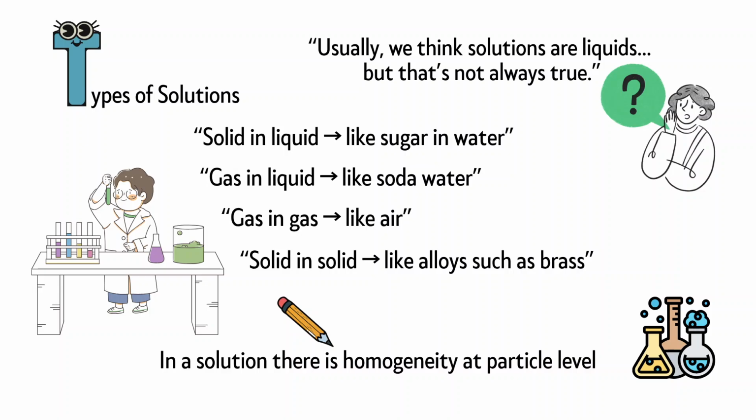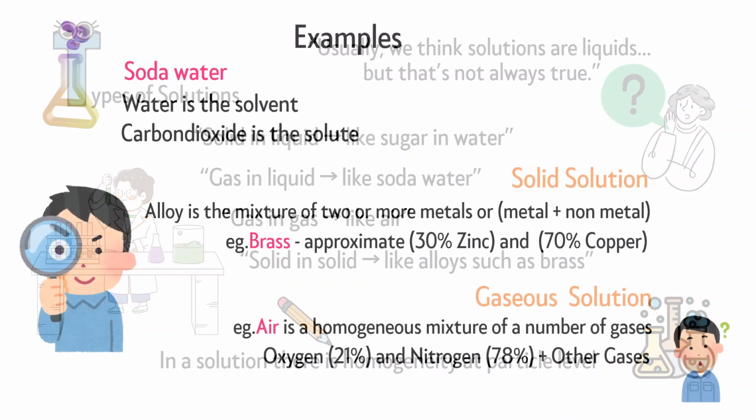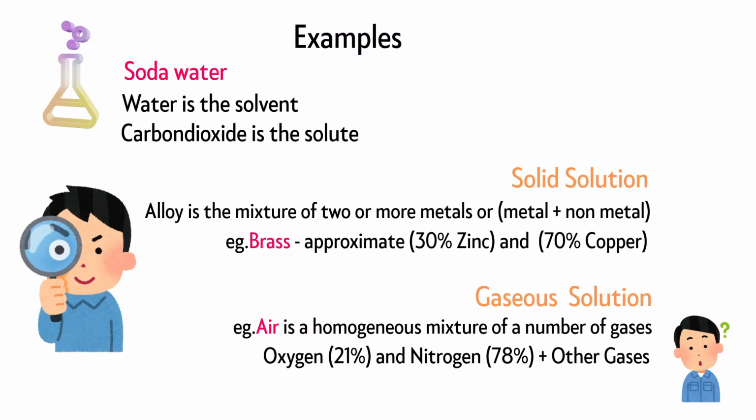That's not always true. The types of solution are: solid in liquid, example sugar in water; gas in liquid, example soda water; gas in gas, example air; solid in solid, example alloy. In a solution, there is homogeneity at particle level. The example soda water highlights that water is the solvent and carbon dioxide is the solute.